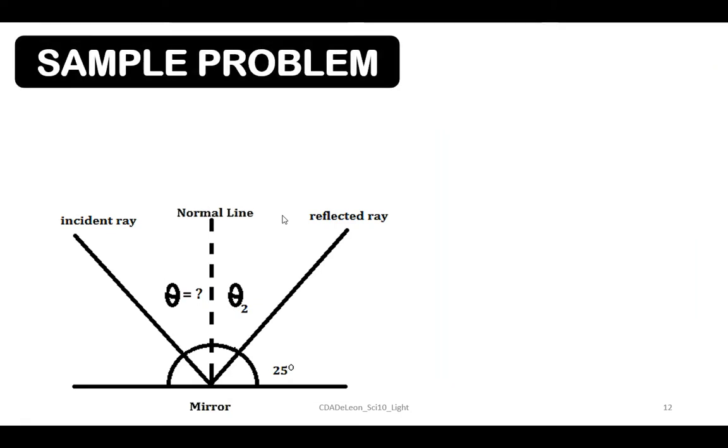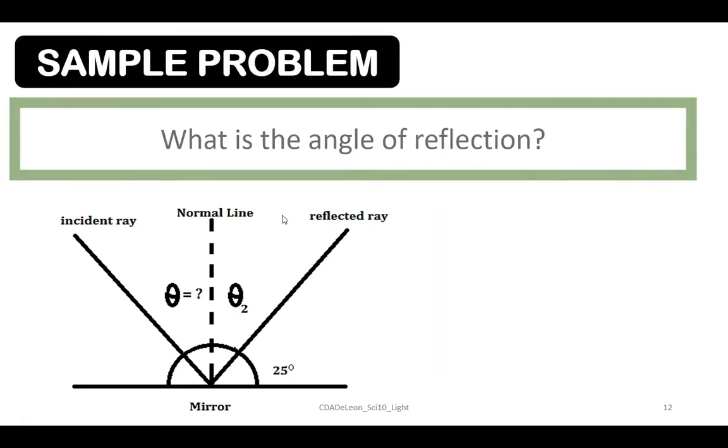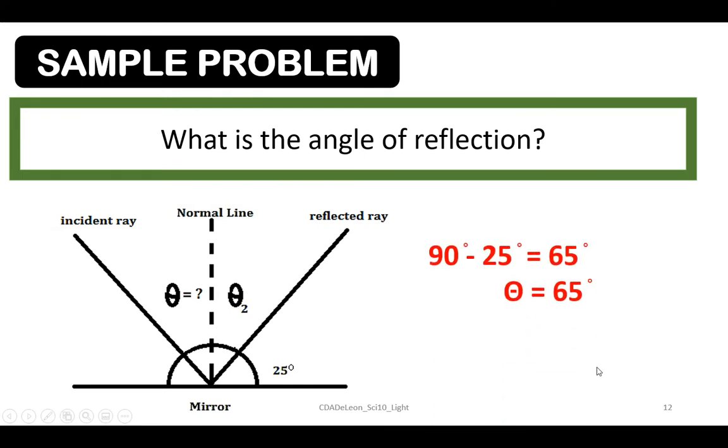Now, let's make it more complicated. So in this illustration, the question is, what is the angle of reflection? So now, in this area, it resembles a right angle, no? So right angle means 90 degrees. So the given angle here is 25 degrees. So what is the angle of reflection here? So, i-minus natin ang 25 sa 90. So 90 minus 25 equals 65 degrees. So the angle of reflection is 65 degrees.